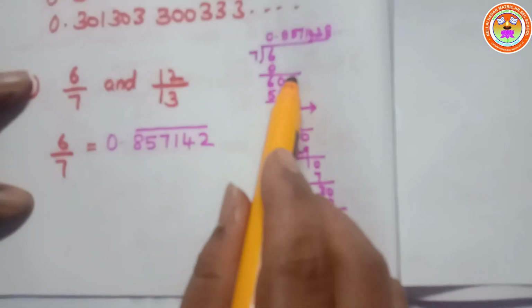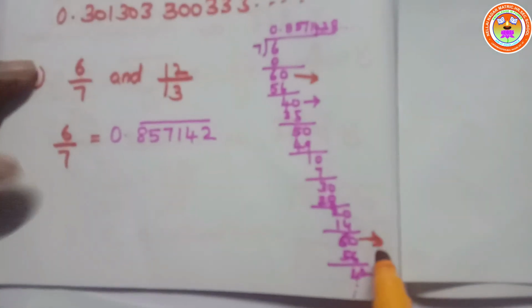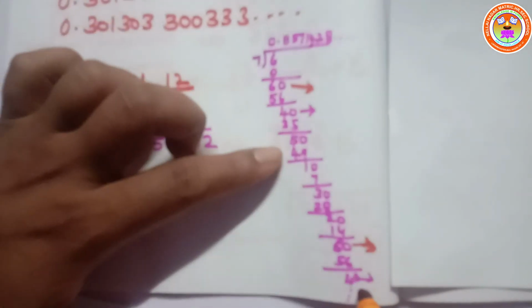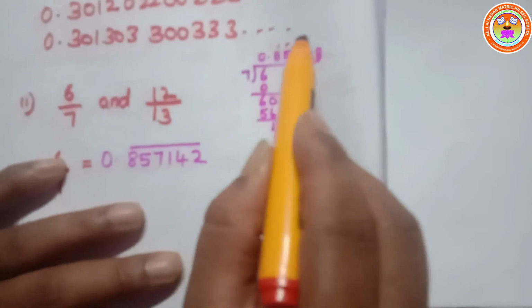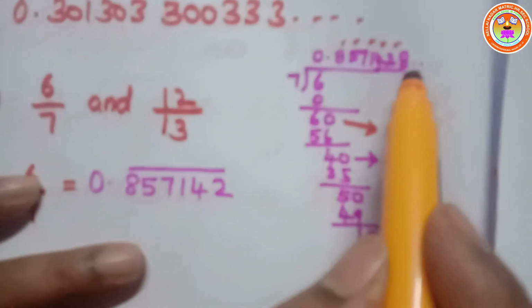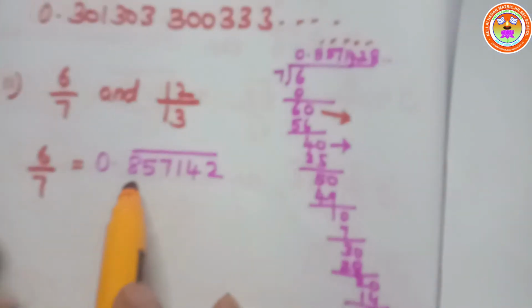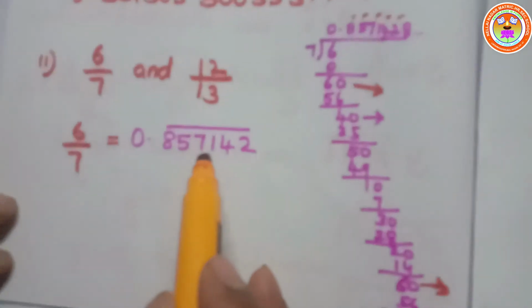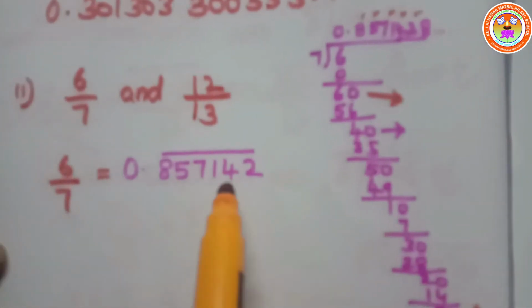See children, again it's repeated, 6 comes again, then 56 will come, then 40 will come, right? And so on. So you get 8 5 7 1 4 2. Again 8 is coming, right? So no need to write it again. You put dot dot dot. Now you can write 0.857142, repeating. No need to write the repeating number again. So you write like this, right?